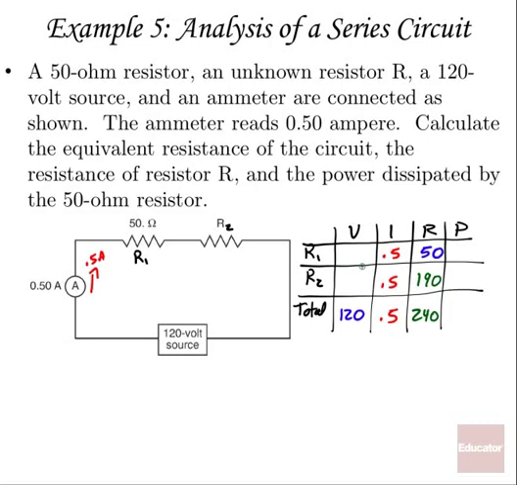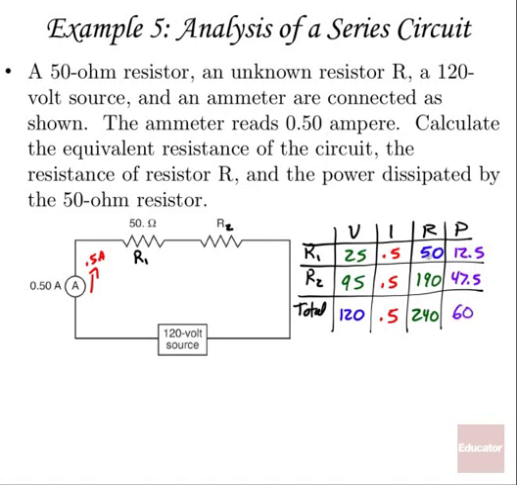We can figure out the voltages now. V equals IR, half of 50 is going to be 25. Half of 190 is going to be 95. And of course, those potential drops will add up to our total potential drop. And if we want the power here too, one more step, V times I, half of 25 is 12.5 watts, half of 95 is 47.5 watts, and half of 120 is 60 watts, or add up 12.5 and 47.5.